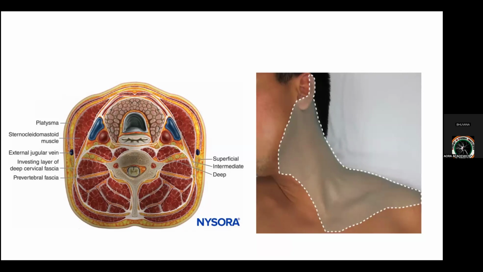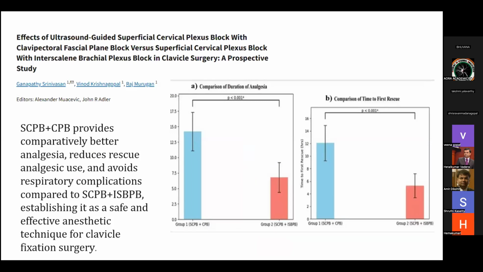This is the dermatomal coverage of the superficial cervical plexus block. This is a study published in 2025. In that study, they looked at the effect of USG guided blocks: group 1 was superficial cervical plexus block with clavipectoral fascial plane block, versus group 2, superficial cervical plexus block with interscalene block, for clavicle surgery.